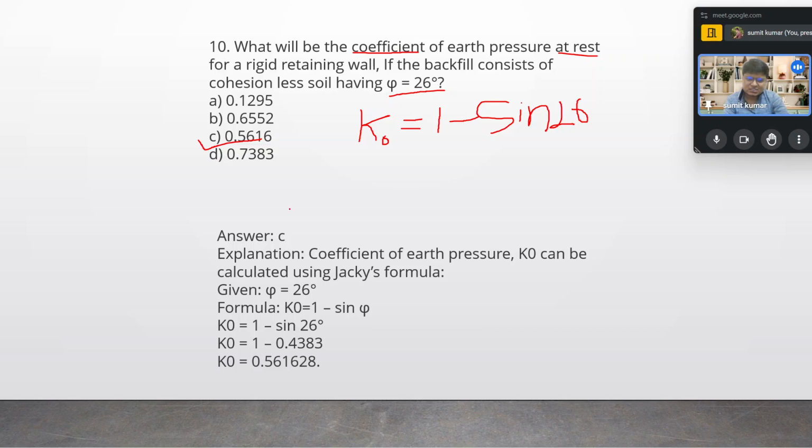Yeah, over here the explanation is also written that the coefficient of earth pressure K naught can be calculated using the Jaky formula. Given phi equal to 26 degrees, as we use the interrelation K naught equal to 1 minus sin phi, that is also mentioned above here. So K naught equals 1 minus 0.4483, so 0.5616. Option number C is our correct answer.